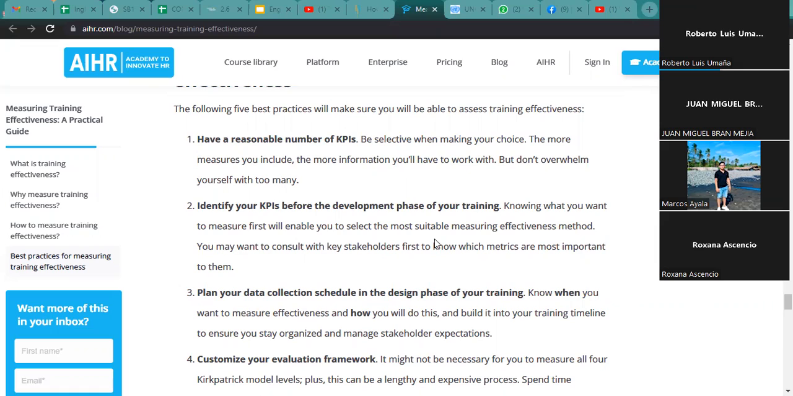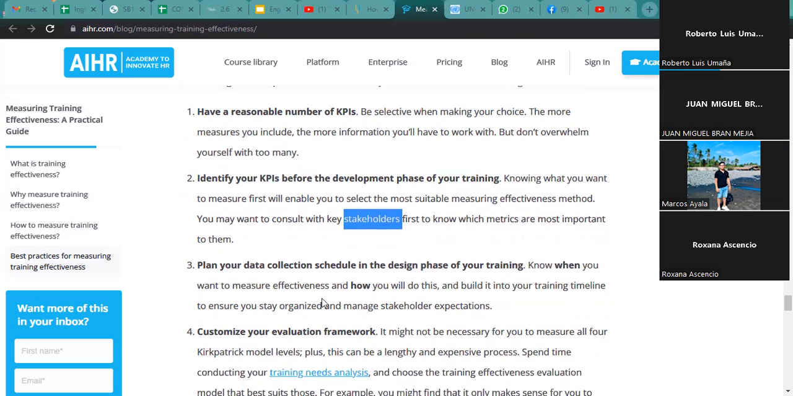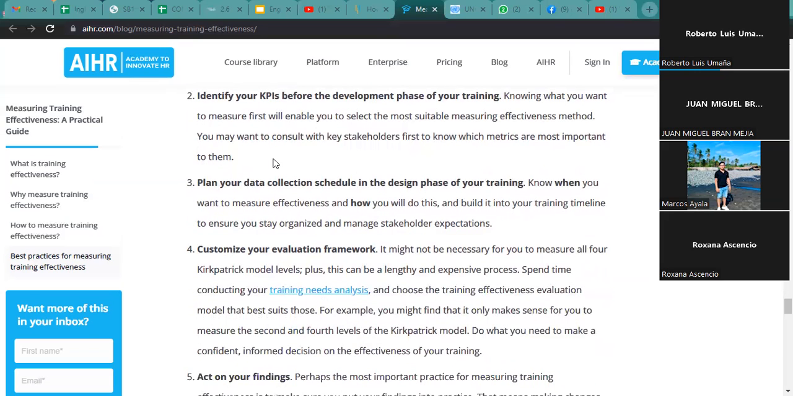And let's see, what is suitable? Anybody? Appropriate. Okay, very good. Key stakeholders, what is that? The group of people that have some kind of interest in something. Okay, very good. So like the ones that run the business, right? So yeah, interested parties. Very good, perfect. Okay, number three is going to be for Roxana.